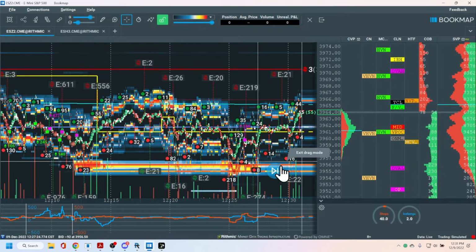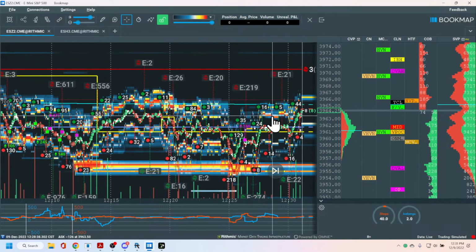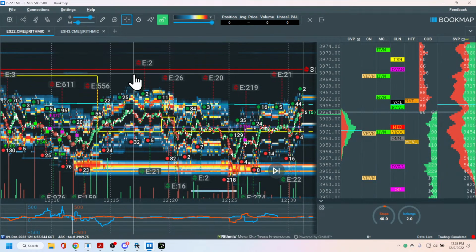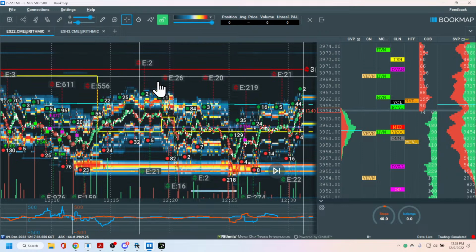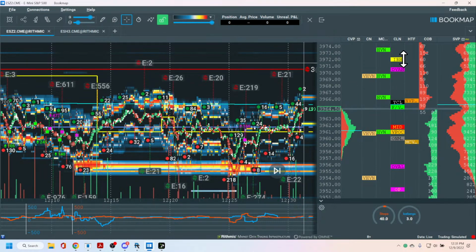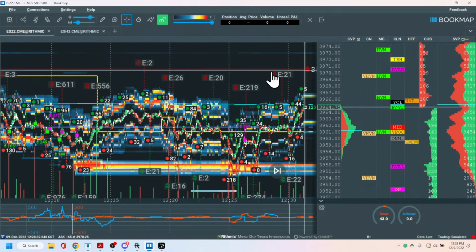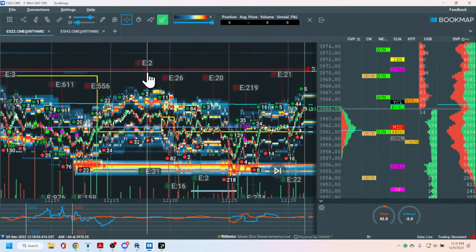Developing value area low, location. Where to watch: here, here, potentially back here. Not a recommendation. Watch how this plays out. And also, potentially out here. Not a recommendation. We're all tourists.